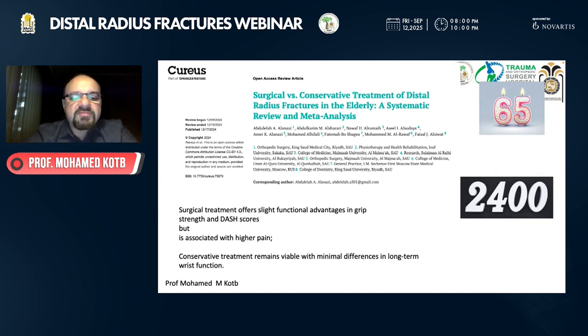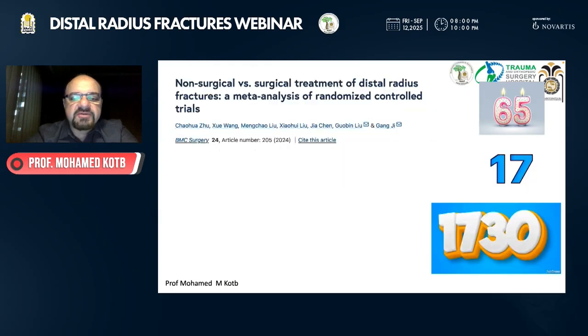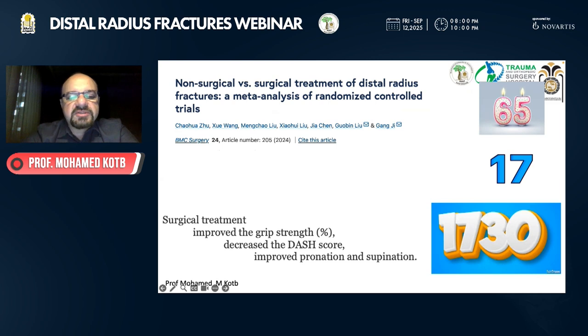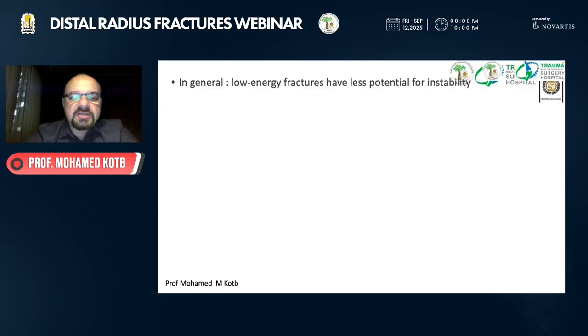So the conservative treatment remains viable, with minimal difference in long-term follow-up for wrist function between surgery and conservative treatment. Another meta-analysis published in 2024, and these patients also 65 years old and more. It included 17 papers and 1,730 patients, and it showed that surgical treatment improves grip strength, decreases DASH score, and improves pronation and supination.